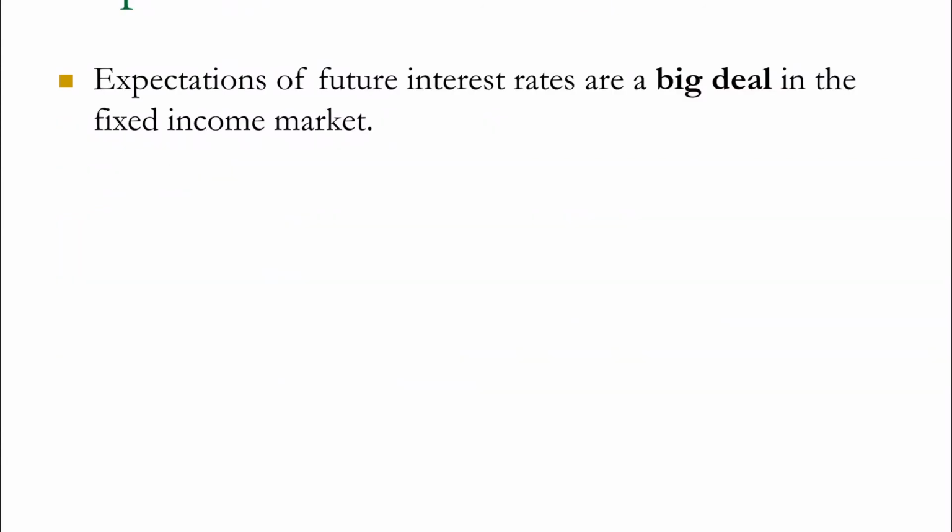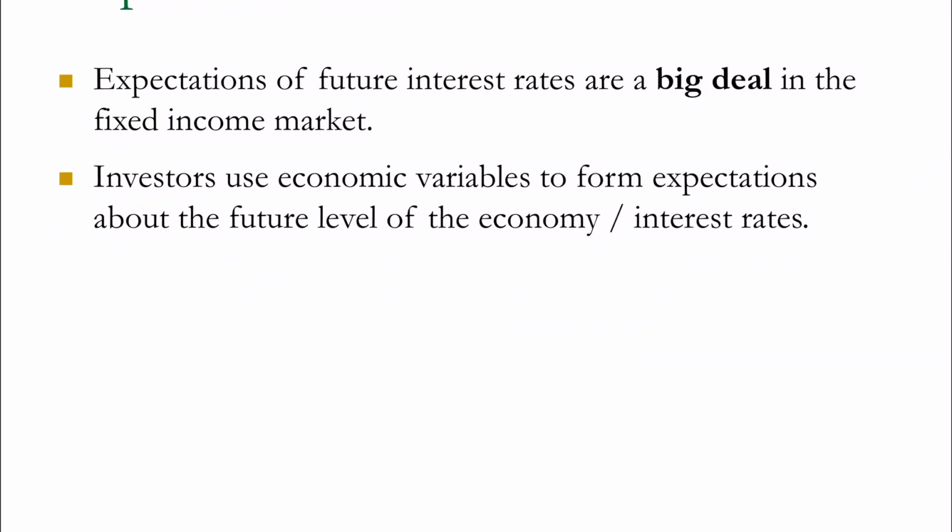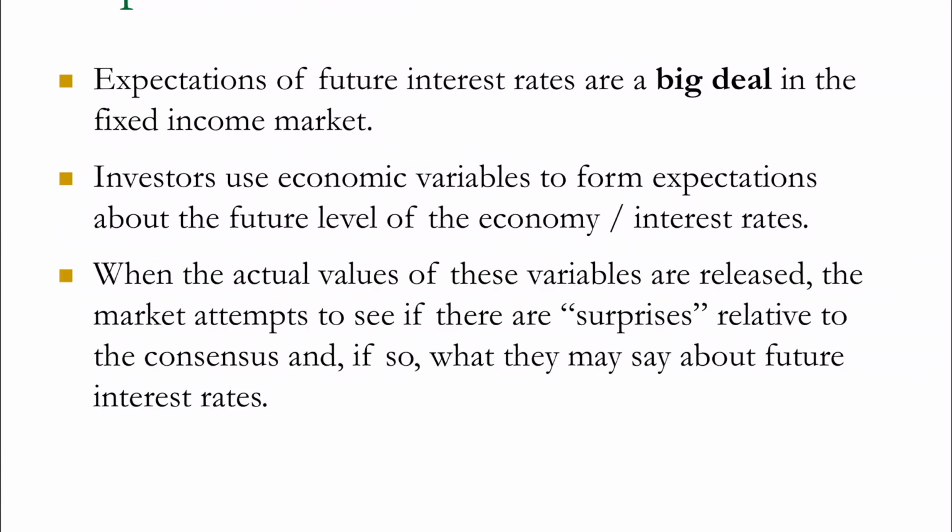So, expectations of future interest rates. Expectations of future interest rates are a big deal in the fixed income market due to how much they impact outstanding fixed income security prices. Investors use these economic variables to form expectations about the future level of the economy and interest rates. When these actual values come out, if there are any surprises, for example, if inflation is higher than what everyone expected relative to the consensus, what type of impact could this have on future interest rates, on outstanding securities, and on securities that would then be issued?